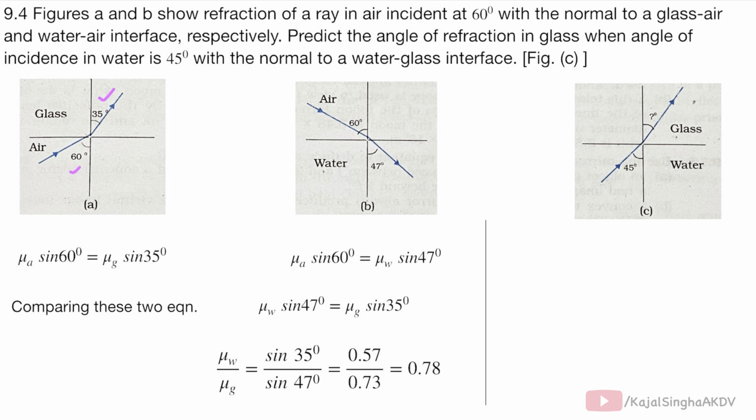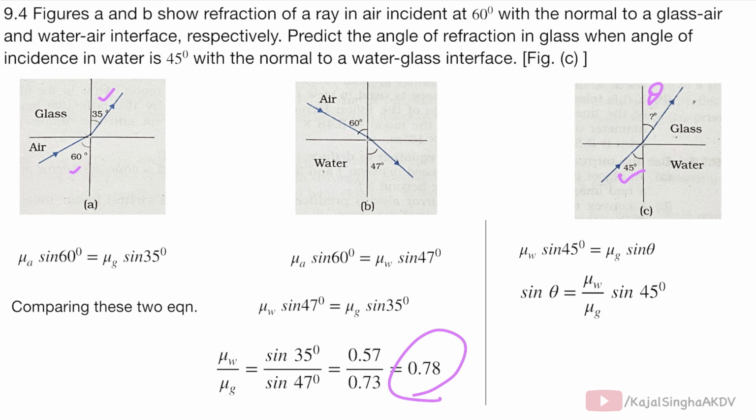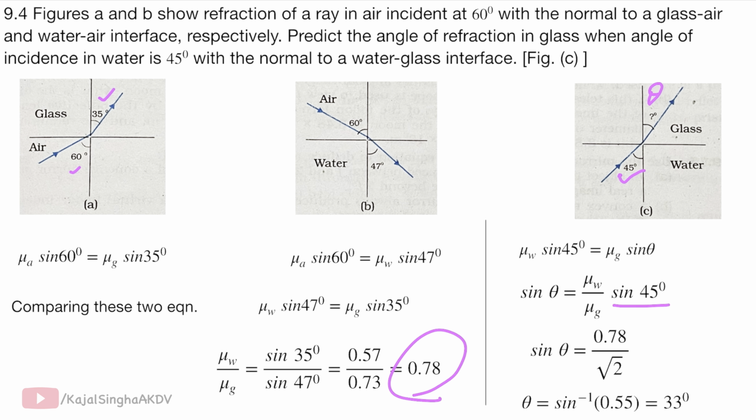Now, in case of water glass surface, light rays go from water to glass, and angle of incidence is 45 degree, and we have to find the angle of refraction. Let angle of refraction be theta. So here, applying Snell's law, we get mu w sin 45 degree equals mu g sin theta, or sin theta equals mu w by mu g sin 45 degree. Now we put the values of mu w by mu g, which is 0.78 here, and sin 45 degree 1 by root 2. So we get sin theta equals 0.78 by root 2, or theta equals sin inverse 0.55, which is approximately equal to 33 degree.